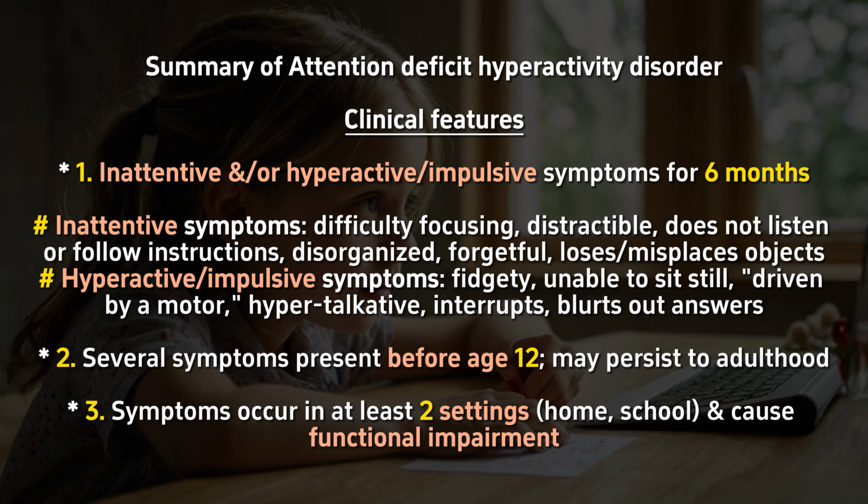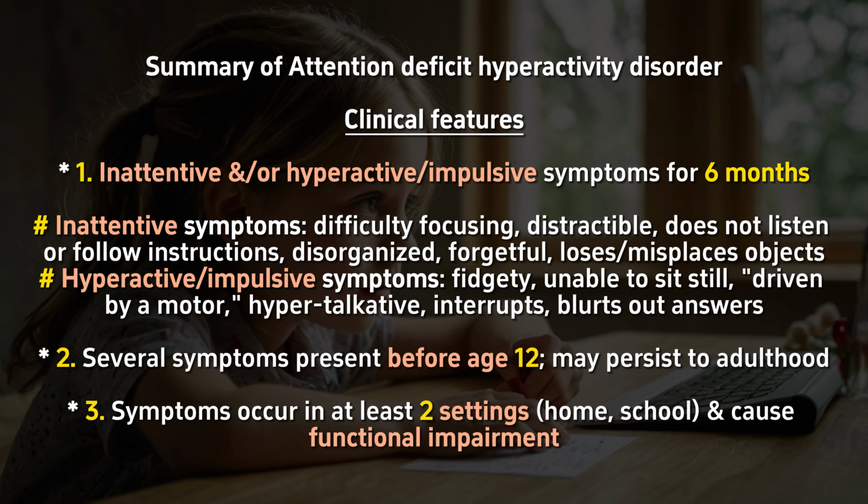Summary of attention deficit hyperactivity disorder. Clinical features. 1. Inattentive and/or hyperactive impulsive symptoms for 6 months. Inattentive symptoms: difficulty focusing, distractible, does not listen or follow instructions, disorganized, forgetful, loses or misplaces objects. Hyperactive impulsive symptoms: fidgety, unable to sit still, driven by a motor, hypertalkative, interrupts, blurts out answers.